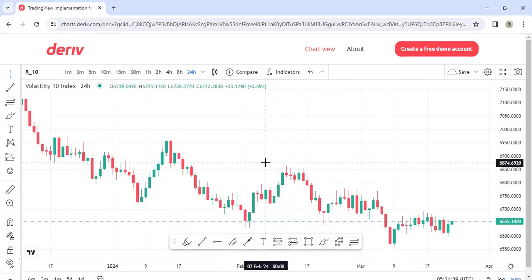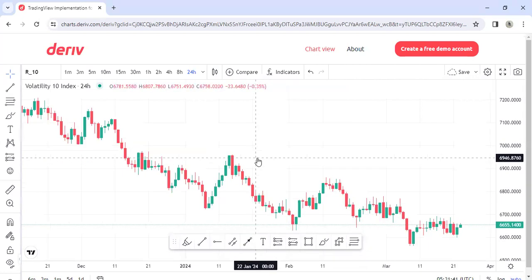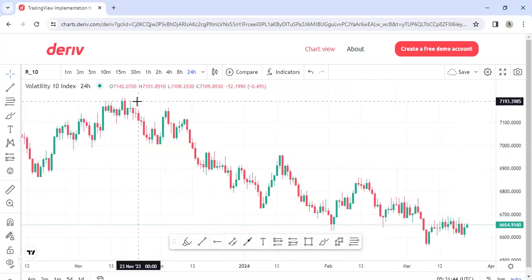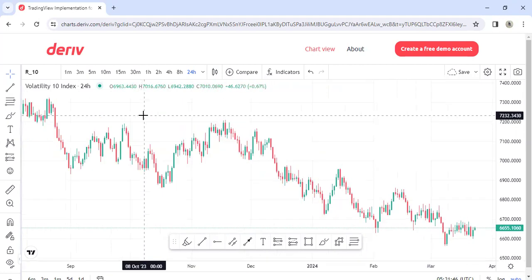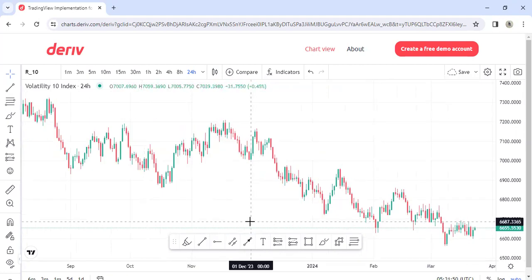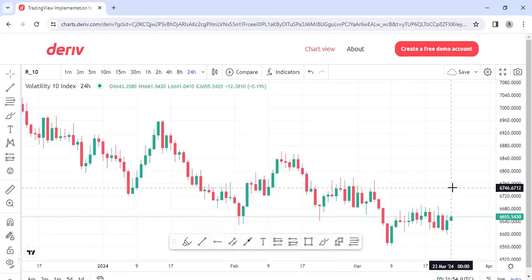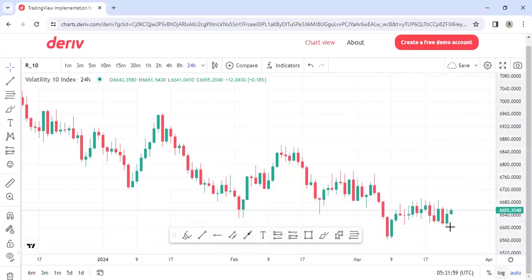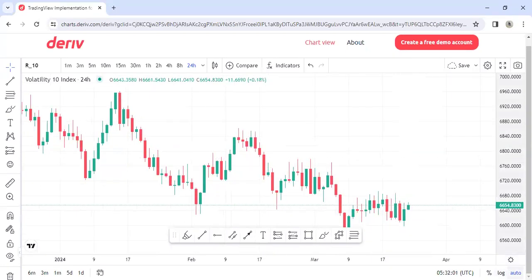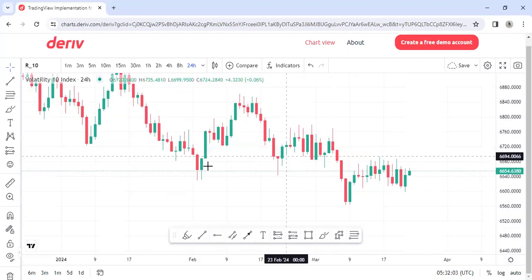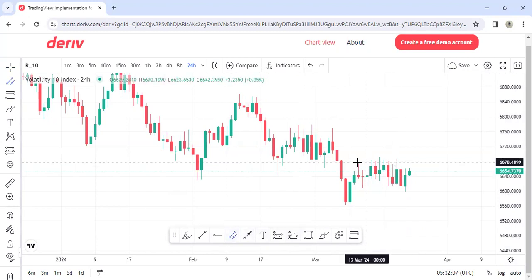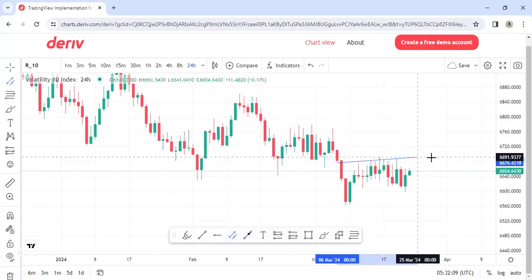We're starting with volatility 10, and looking at volatility 10, it's very obvious that the market is bearish from the daily charts. You can see the market is obviously very bearish. You can see that. So we have something that has been reacting, selling price up and down.